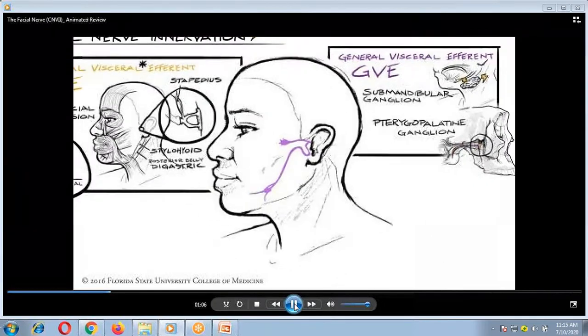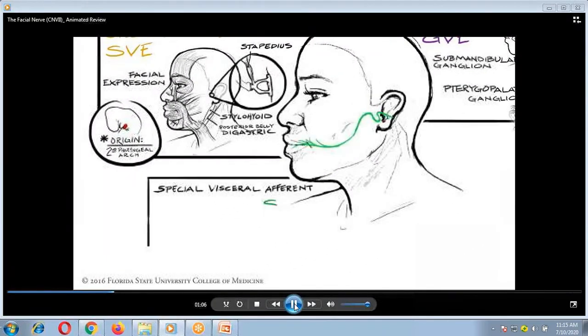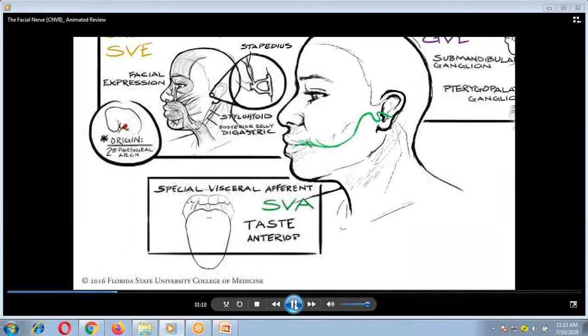The third component is special visceral afferent, or SVA, taste sensation from the anterior two-thirds of the tongue. And this is very important.